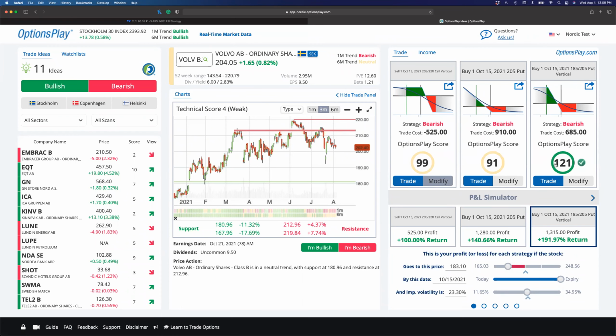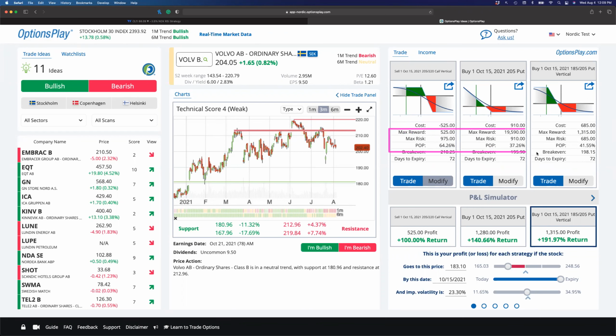That's why we created the OptionsPlay score, to give you a better sense for where the balance is. Where do you have some edge if the stock was to make a big move? When you look at these risk rewards and these probabilities, which one is weighted in your favor? That's how we created the OptionsPlay score.